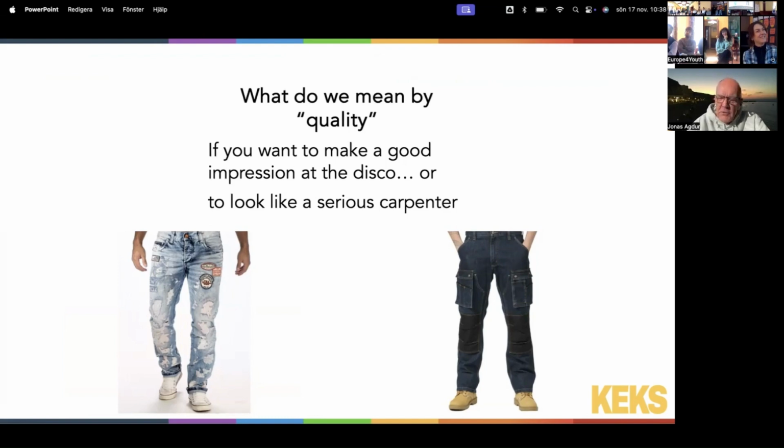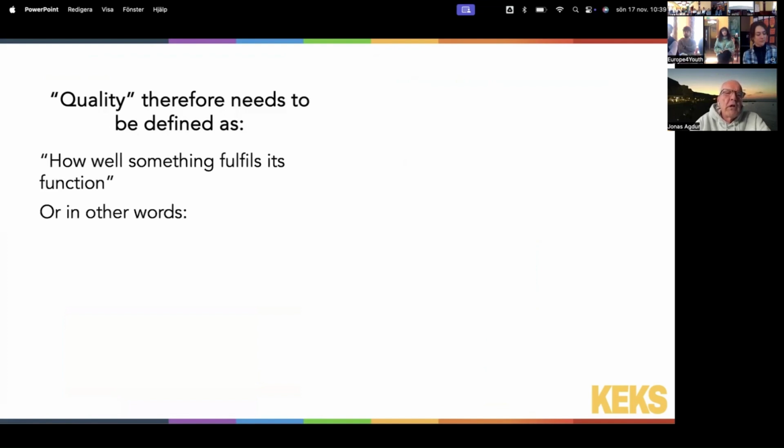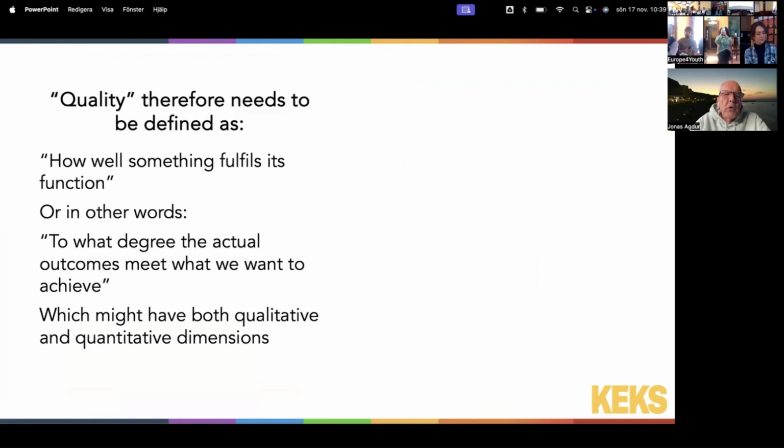This also tells us something about quality. Quality therefore needs to be defined as how well something fulfills its function. Or, put in other words, to what degree the actual outcomes meet what we want to achieve, which might have both qualitative and quantitative dimensions.